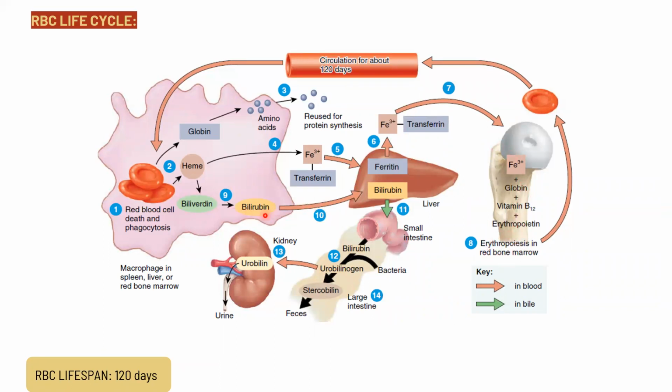And then bilirubin will be converted from unconjugated bilirubin to conjugated bilirubin by your liver. Unconjugated bilirubin is lipid soluble, so it needs to be converted to conjugated bilirubin, because conjugated bilirubin is water soluble, needed so that it could be disposed through the urine or through feces.